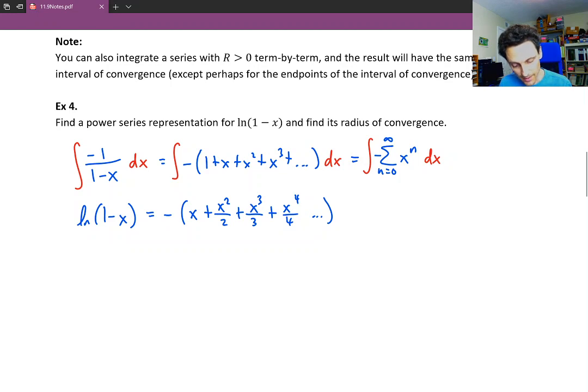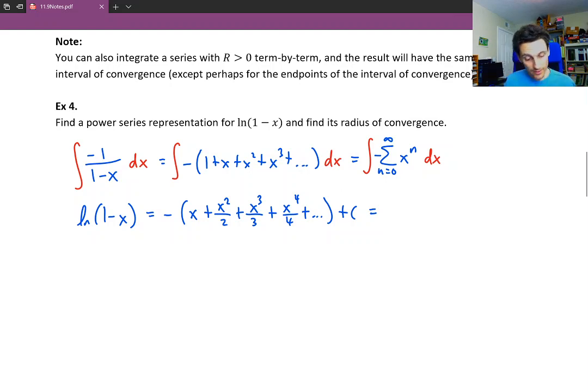But we have a plus c. The most general antiderivative of this function has a constant that you could add to it, and no matter what the constant is, the derivative, if you turn back around, will be this power series expansion. So we're going to have to figure out what that c is.